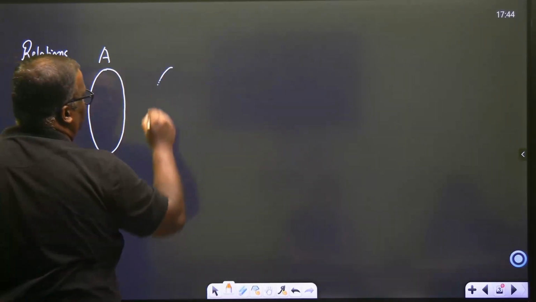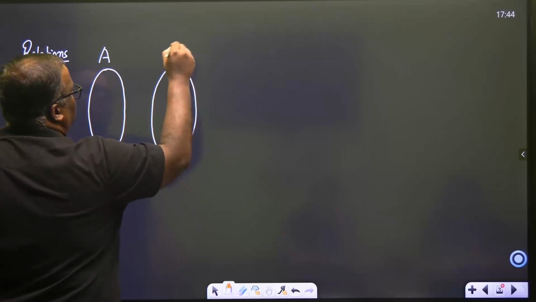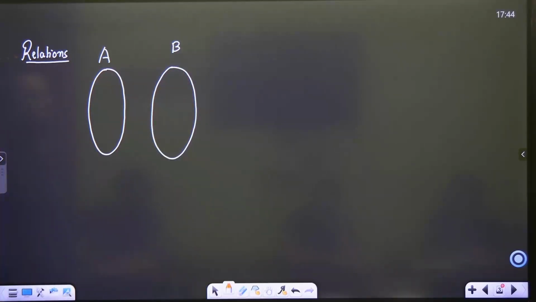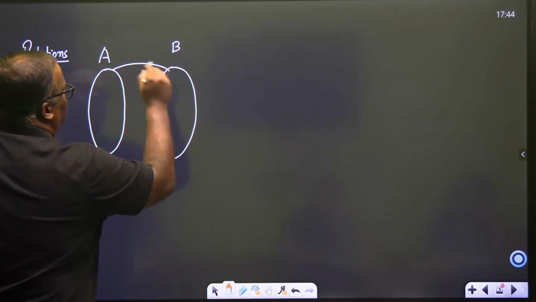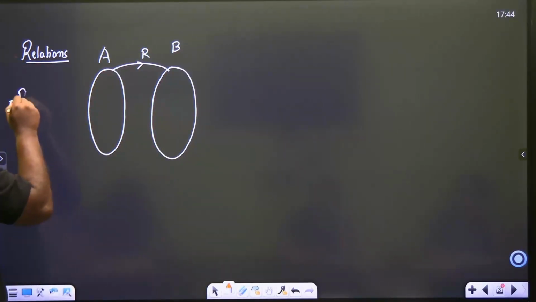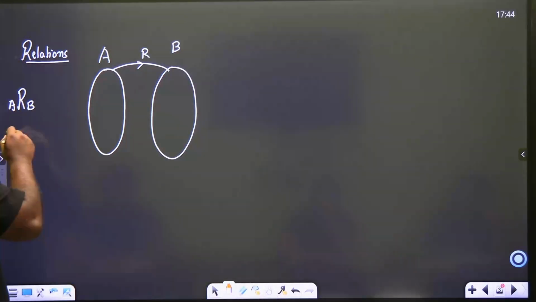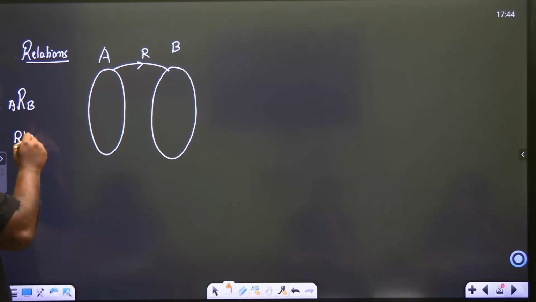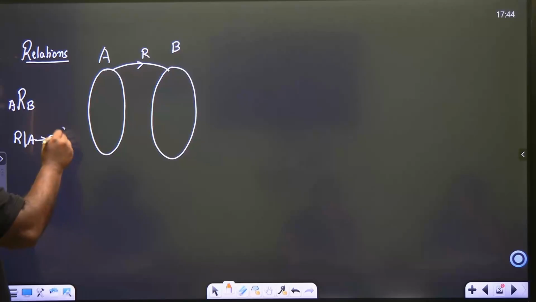Say I'm trying to map a relation between a set A and a set B. And I'm trying to map a relation between them. Relation is R. The way you write it is: R is a relation from A to B. We can write it like this also, or we can write it like this. R is a relation that maps from A to B. And then we write such that, and then you can define what the relation is, what it says.